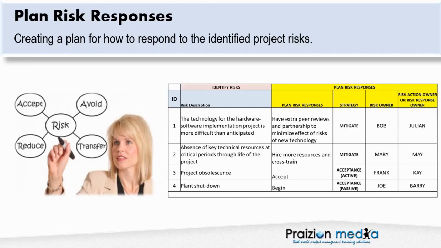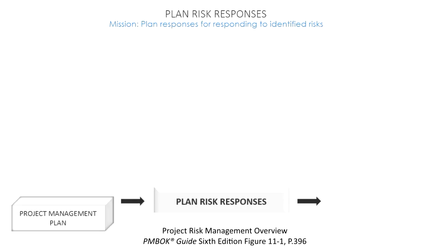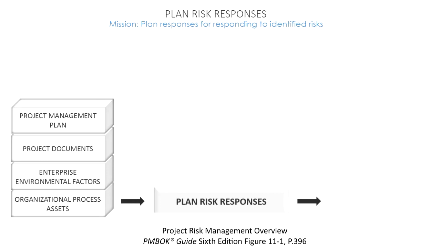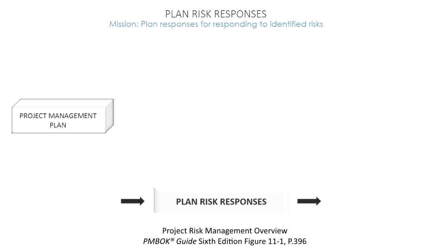So what does it mean to mitigate the risk or transfer the risk or accept the risk? Those are some of the things we're going to be taking a look at in this process. So in plan risk responses, we've got the project management plan, project documents, EEFs, and OPAs. Let's examine why we have these very briefly.